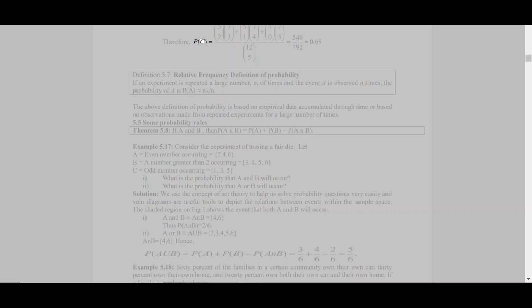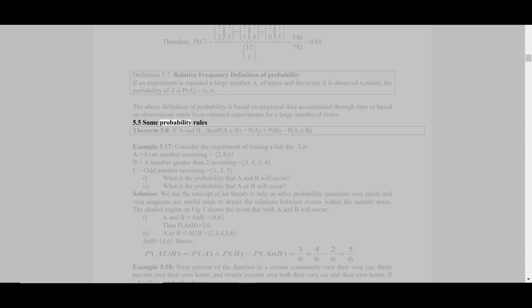Definition 5.7, relative frequency definition of probability. If an experiment is repeated a large number, n, of times and the event A is observed m times, the probability of A is P(A) = m/n. The above definition of probability is based on empirical data accumulated through time or based on observations made from repeated experiments for a large number of times.